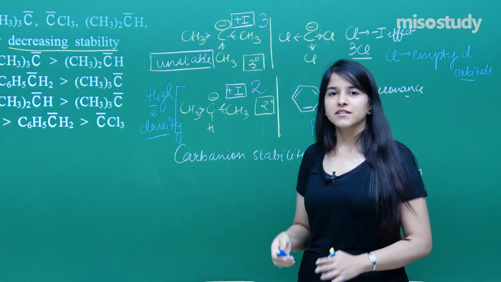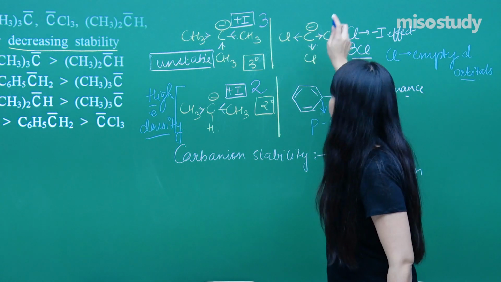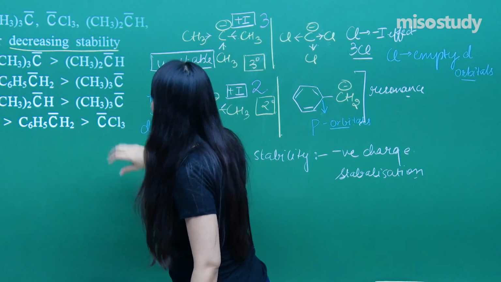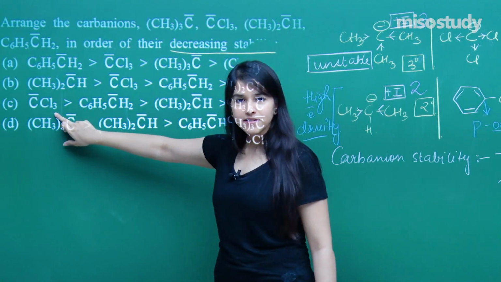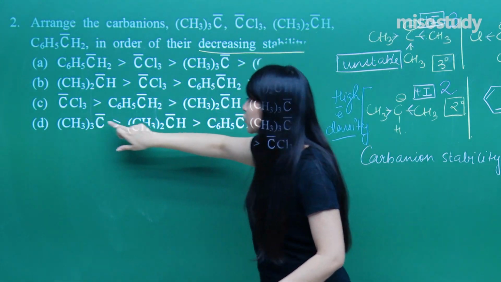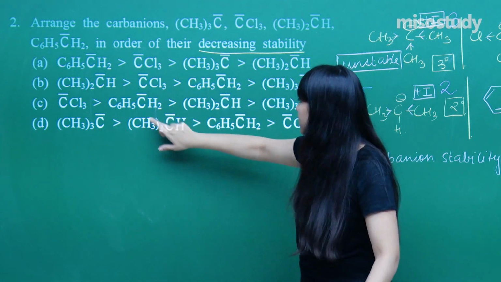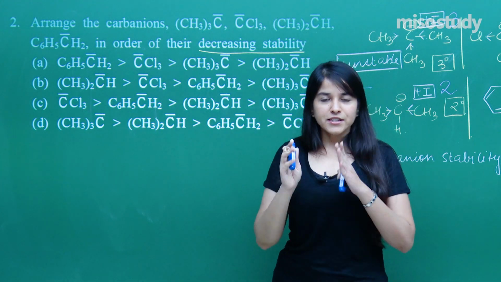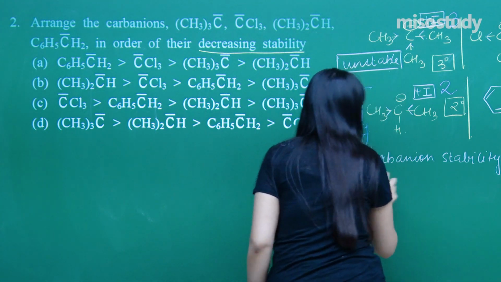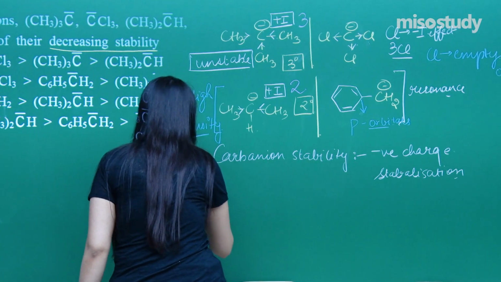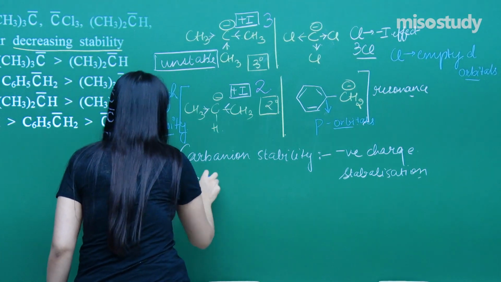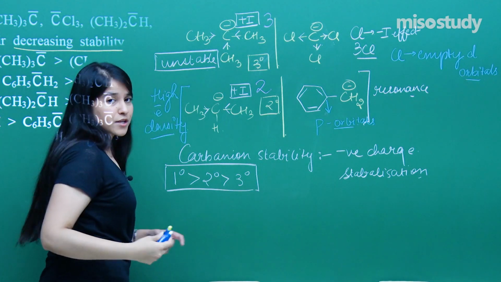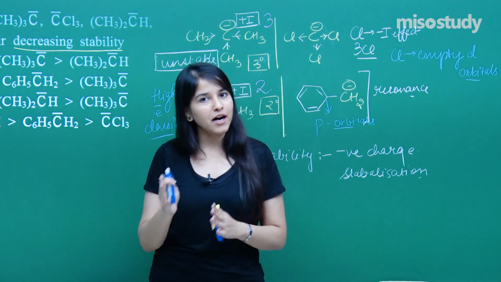So what do I have over here? Most stabilization will be here whenever we have got the minus I effect. Yes, here we have got the answer, that is CCl3, followed by the resonance stabilization, that is obvious, and here we have got the secondary carbanion. The stability of carbanions follows the order: primary is more stable than secondary, then tertiary. So that is how the stability order is, just opposite to the carbocations.